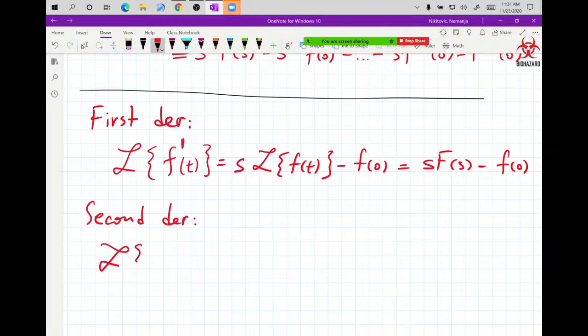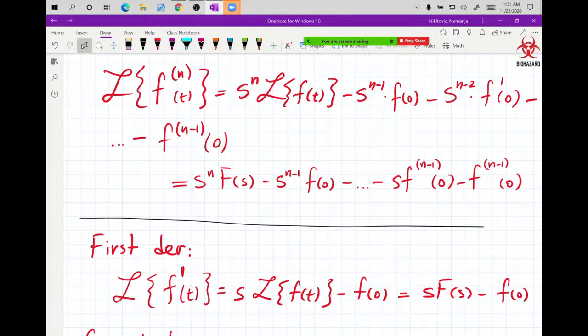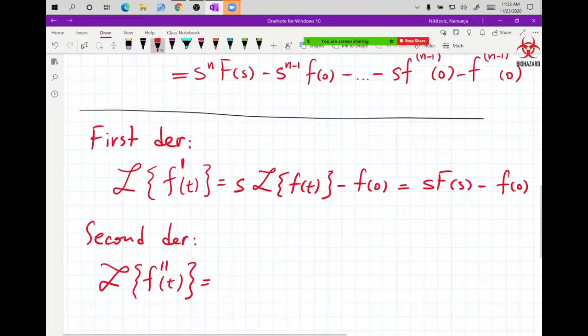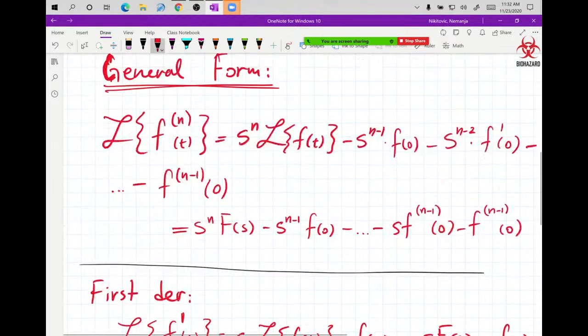And the second derivative is Laplace of the second derivative. And you can read that from the picture here. Because look, if your n is 2, because it's the second derivative, then it's s squared Laplace, and then the first and the second over here. So it is s squared Laplace of your f of t minus s f, as you can see over here.